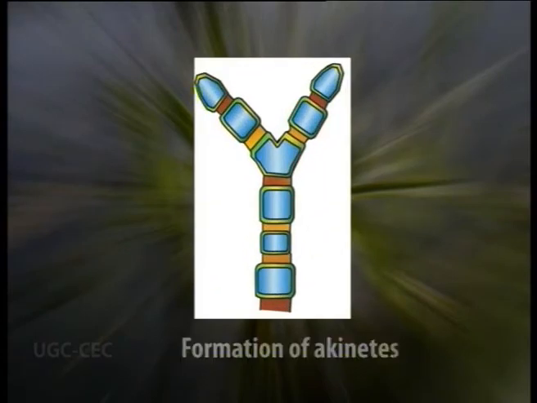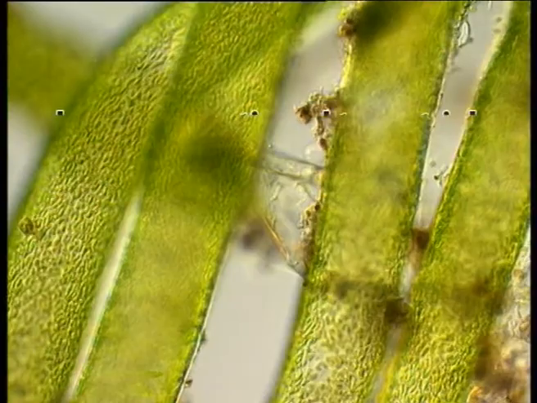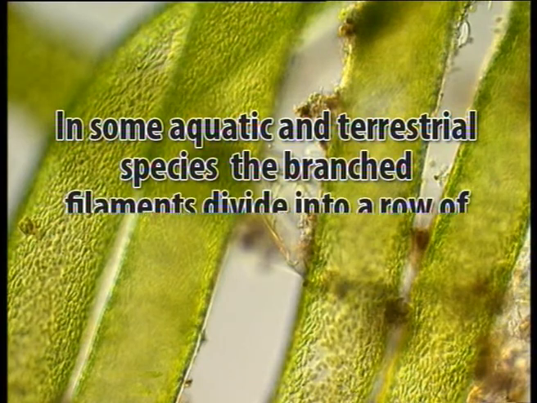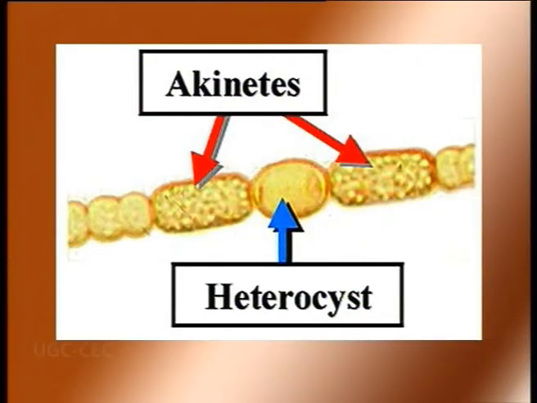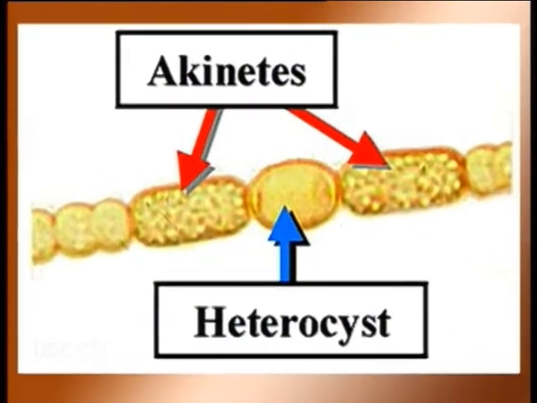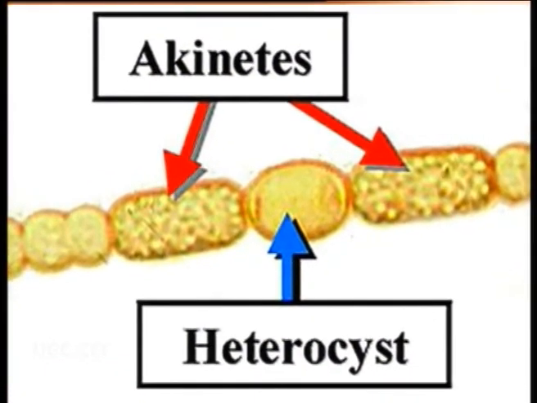Now, another method of asexual reproduction is formation of akinetes. In some aquatic and terrestrial species, when exposed to greater desiccation or low temperature, the branched filaments divide into a row of short segments by thick gelatinous cross walls. These resting multinucleate thick-walled segments are known as cysts or hypnospores, or they are also called akinetes.